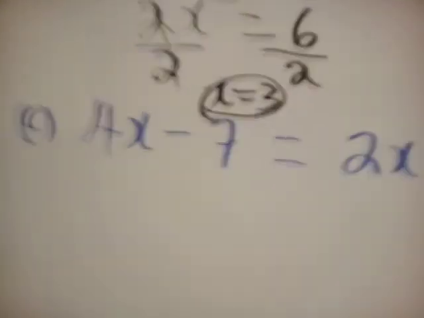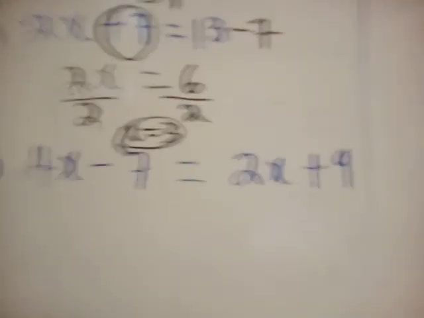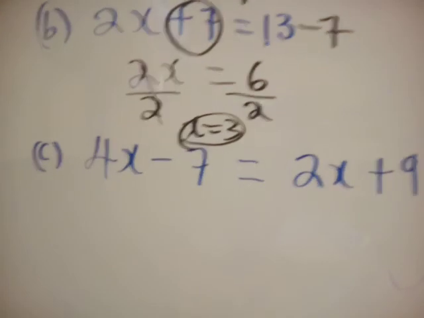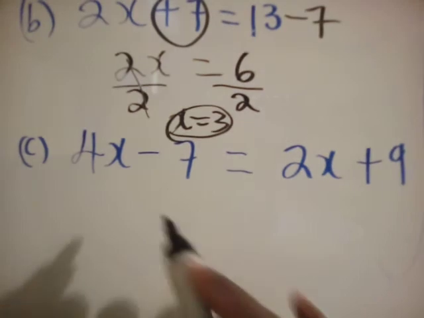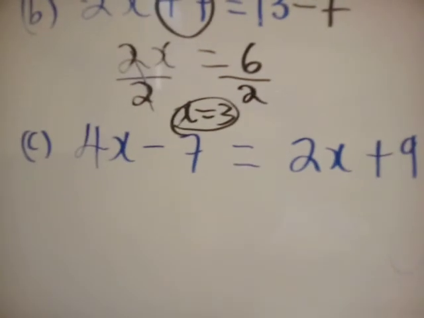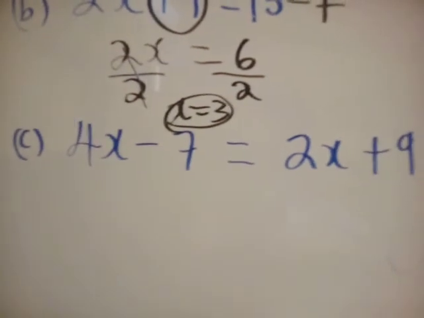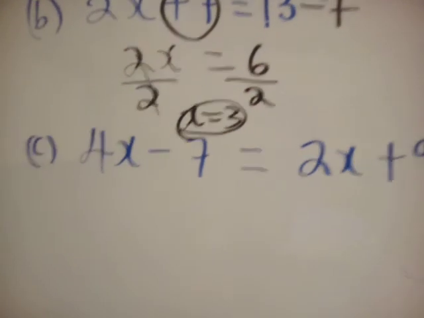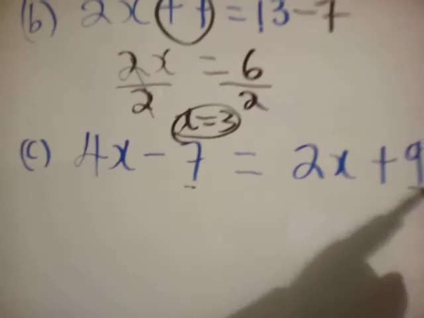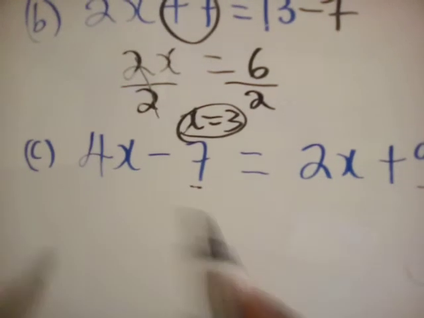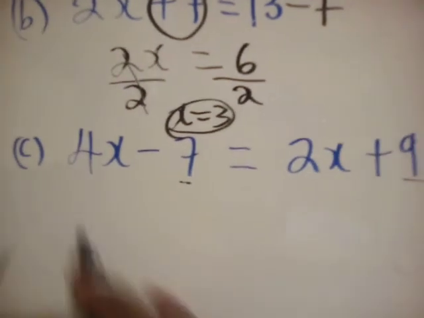Alright, this one now is a little bit more complicated. As you can see, we have 4x minus 7 is equal to 2x plus 9. And they are separated. So what we need to focus on is to group the like terms. What do I mean by like terms? Like terms are like the x's, and the numbers, we group them. So I am going to choose to bring the 2x with the 4x.